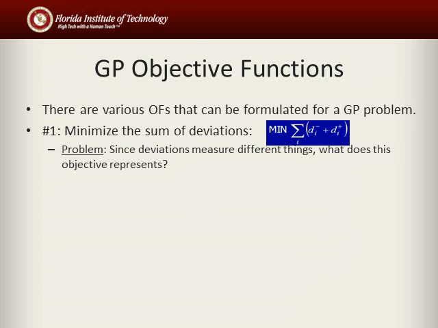The problem with this is that since deviations measure different things, it's hard to understand what it really represents. So let's say, for example, we have in a problem only two goals. One goal that represents cost and another goal that represents number of units to be produced. So let's say that we underachieve our number of units to be produced by 10 units, and we went over our cost goal by 1,000 units.